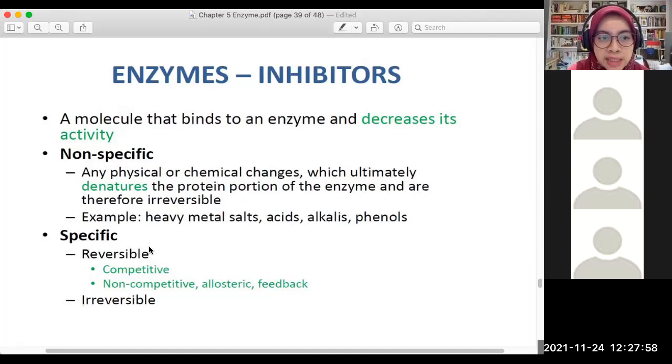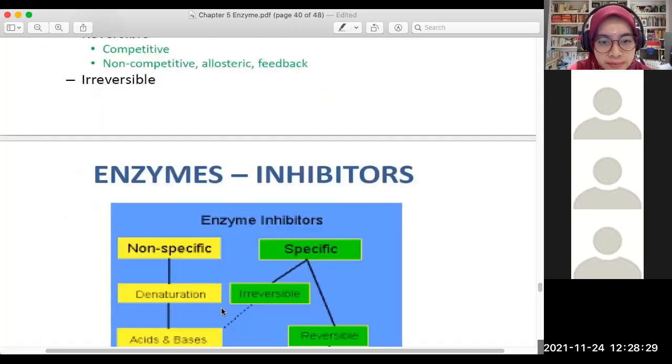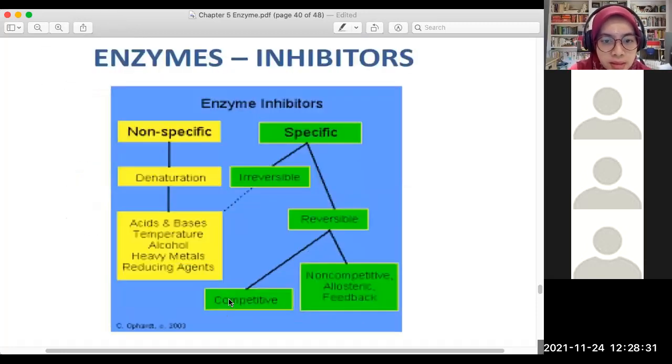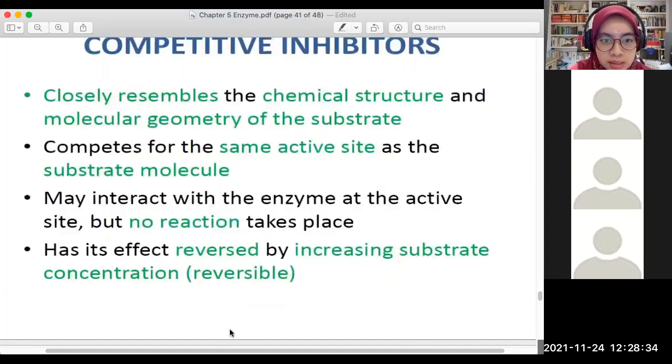Some inhibitors are specific, meaning they don't change the environment of the enzyme, but target the enzyme specifically. Usually these are reversible reactions. The mechanisms of specific inhibitors can be competitive or non-competitive, also called allosteric or feedback. Some inhibitors are also irreversible. So this is just the chart.